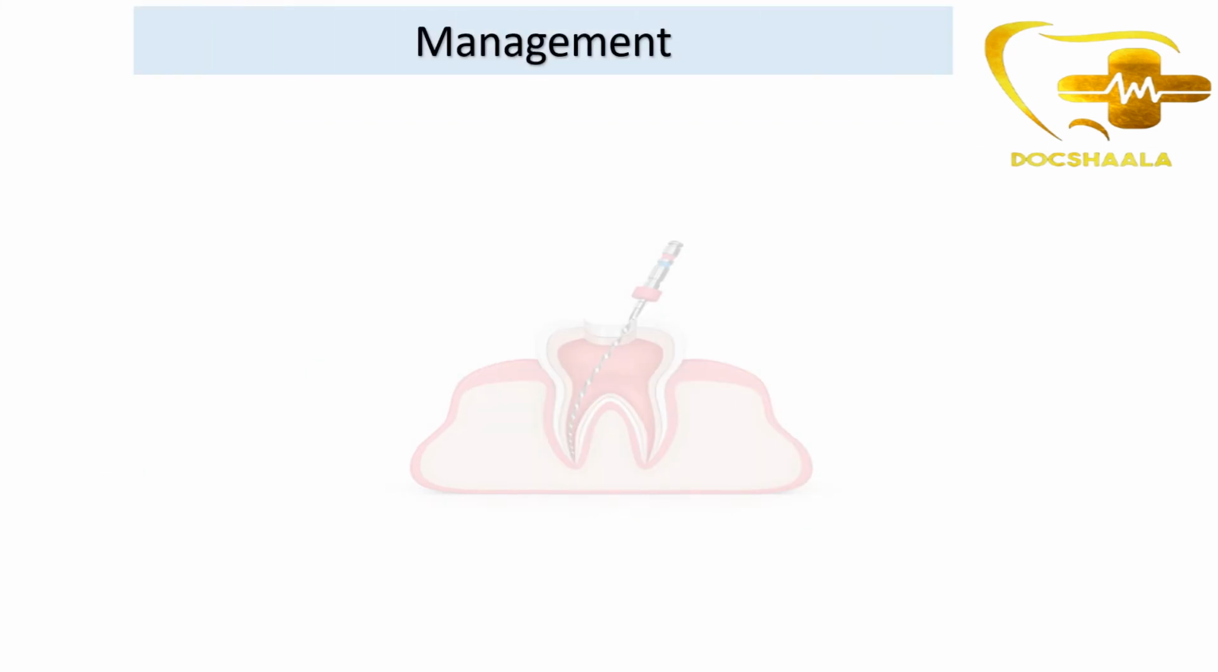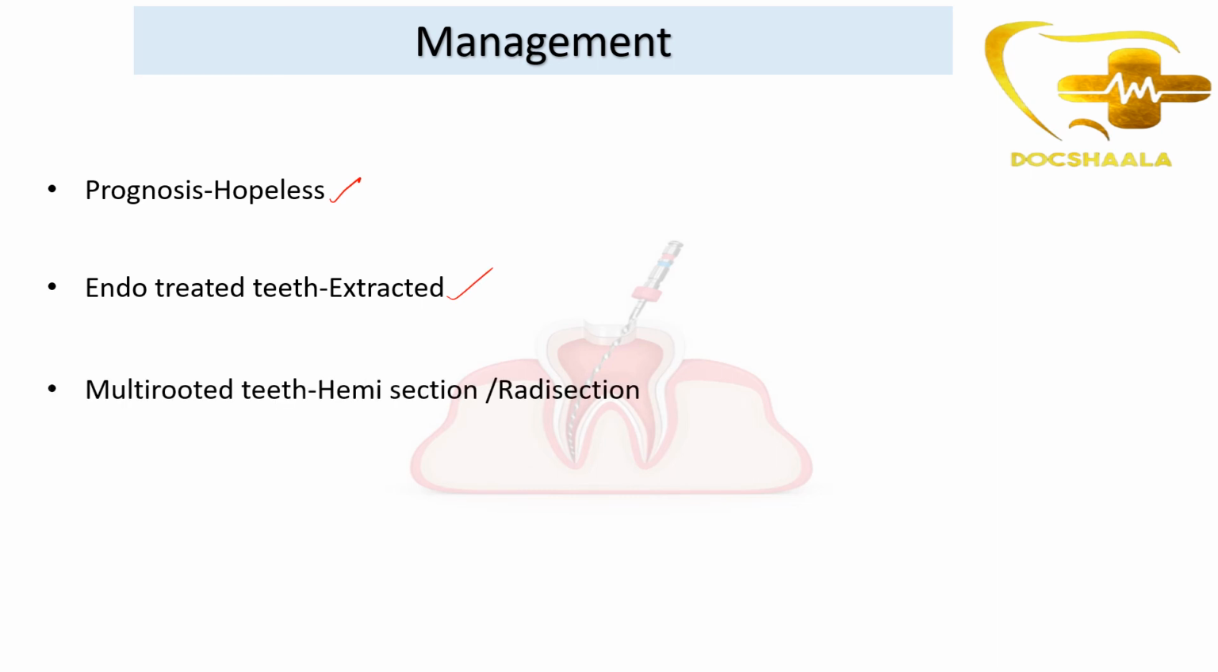Okay, let us now look at the management. Prognosis is hopeless in most of the teeth. If it is an endodontically treated tooth, it is extracted. If it is a multi-rooted tooth, the root which is involved is either hemisected and removed, and the remaining tooth structure is preserved by doing an RCT and a crown on.